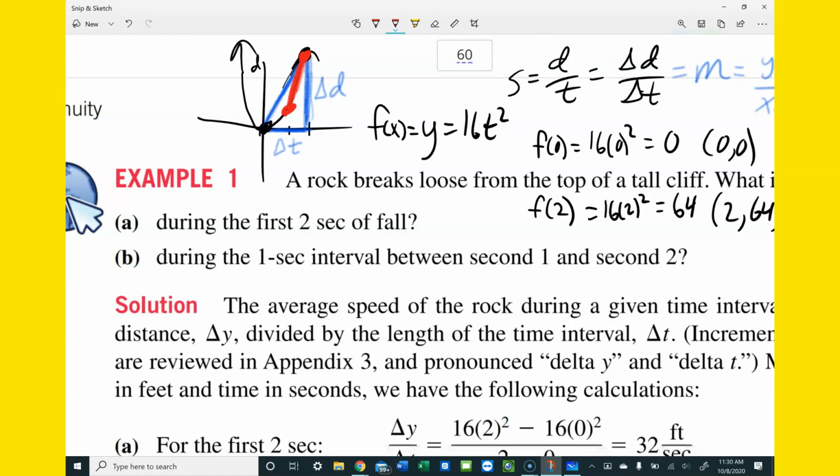So you can see that the average speed we're going to get here is going to be greater than the average speed that we found earlier, because on average it's going to go faster during that last second of falling than it did during the first second, because it's getting faster the whole time. All right, so all I have to do is find an ordered pair for this point and find an ordered pair for this point. So let's do that.